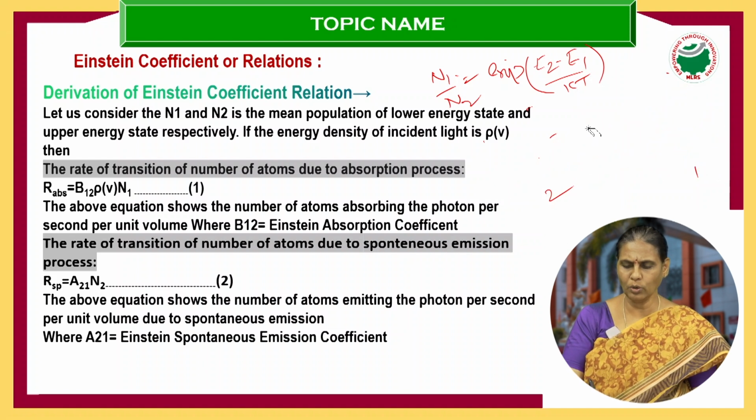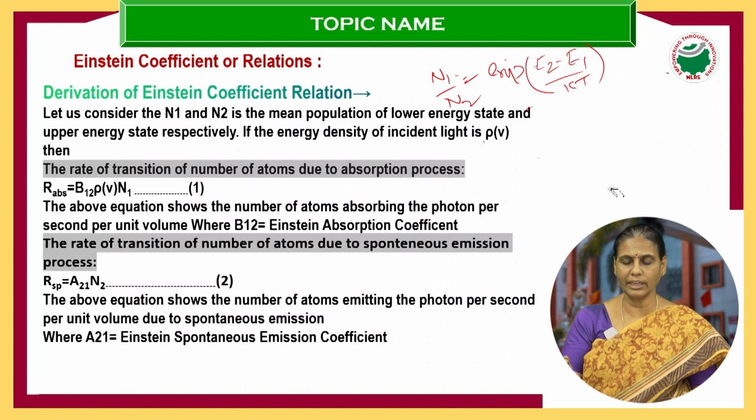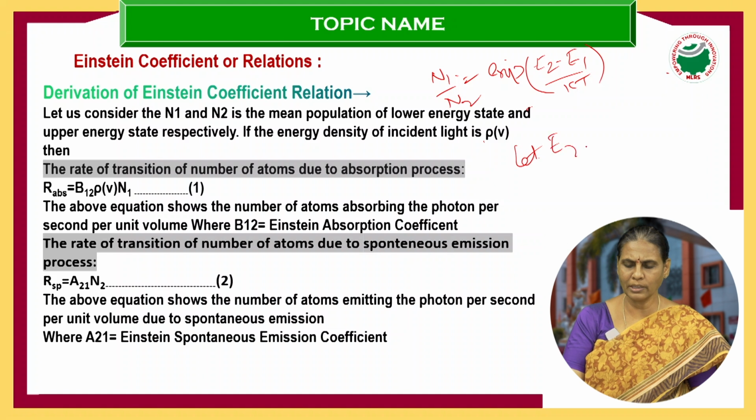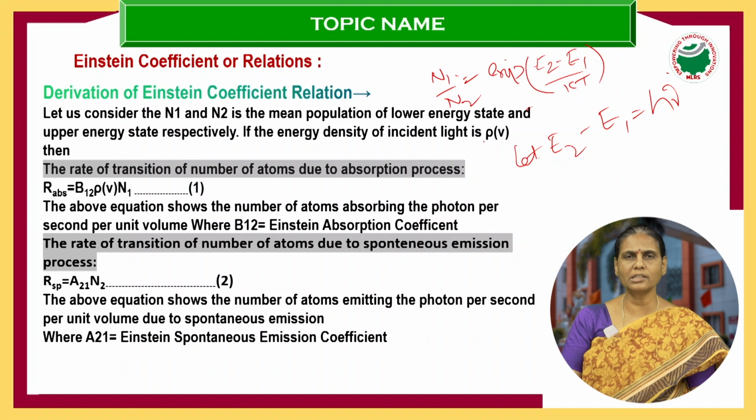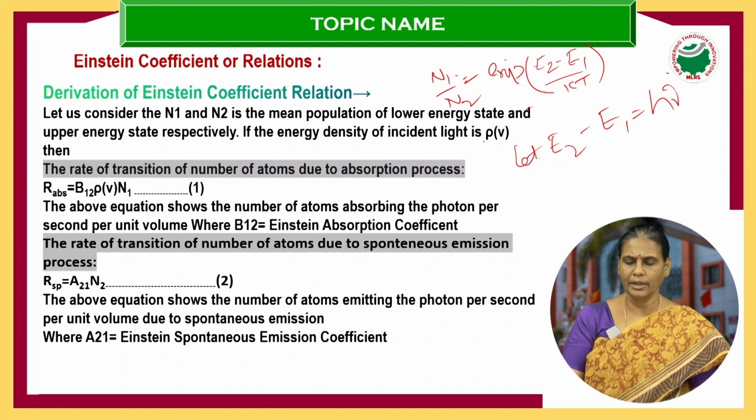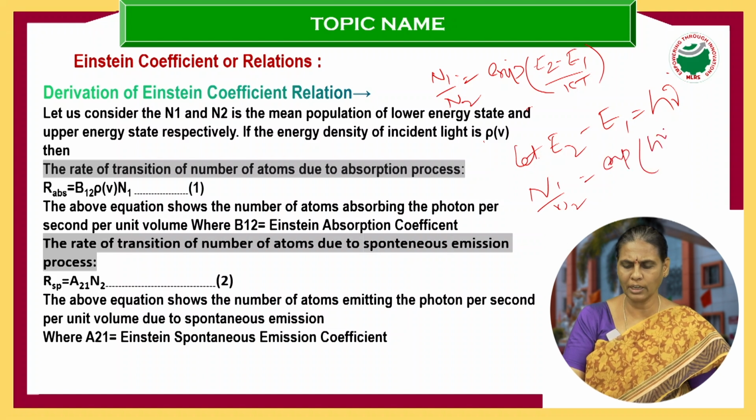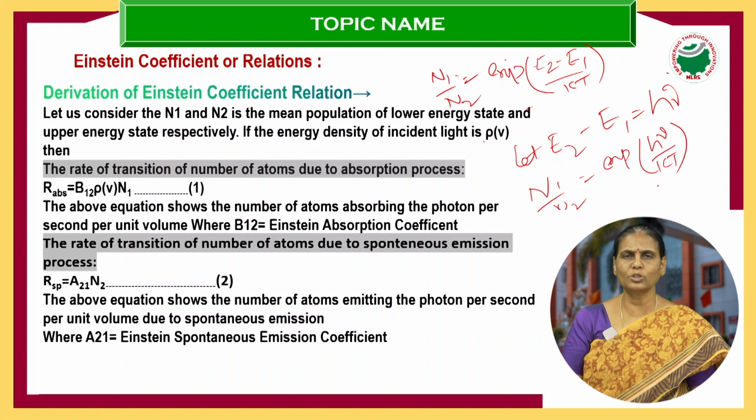Now, as we know the energy of a particle, as we are taking a two energy level system, let us take E2 minus E1 is equal to h nu. We are using a two energy level system. Let us write it as the difference in energy levels, E2 minus E1 is equal to h nu. Now your equation becomes N1 by N2 is equal to exponential of h nu by kt. This is your equation, which you need to substitute in the energy density equation in place of N1 by N2.